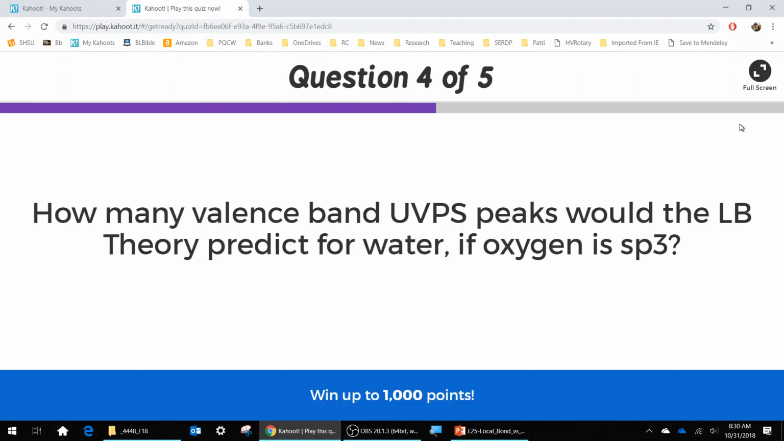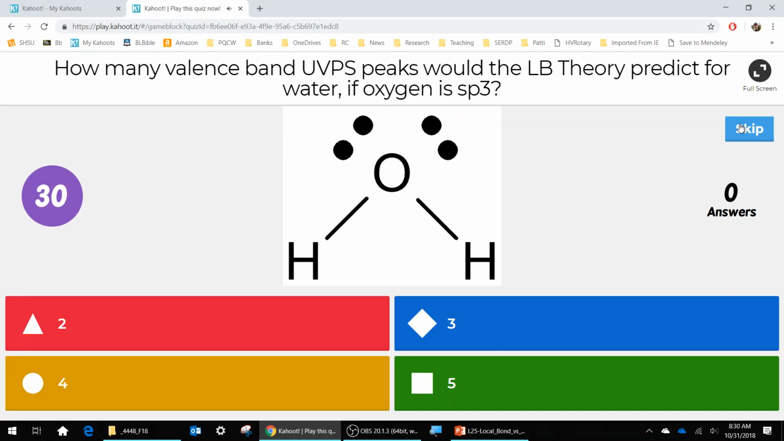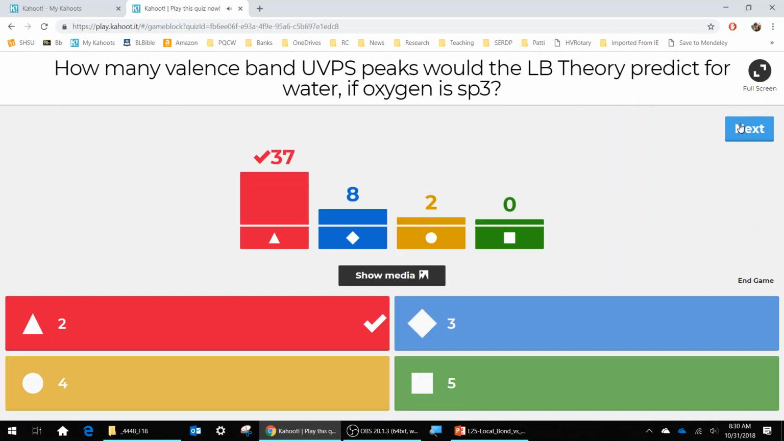Now this is if the oxygen's sp3, how would it be? So 2, 3, 4, or 5. So water. Okay, very good. 2, we got the bonded electrons and the non-bonded electrons.